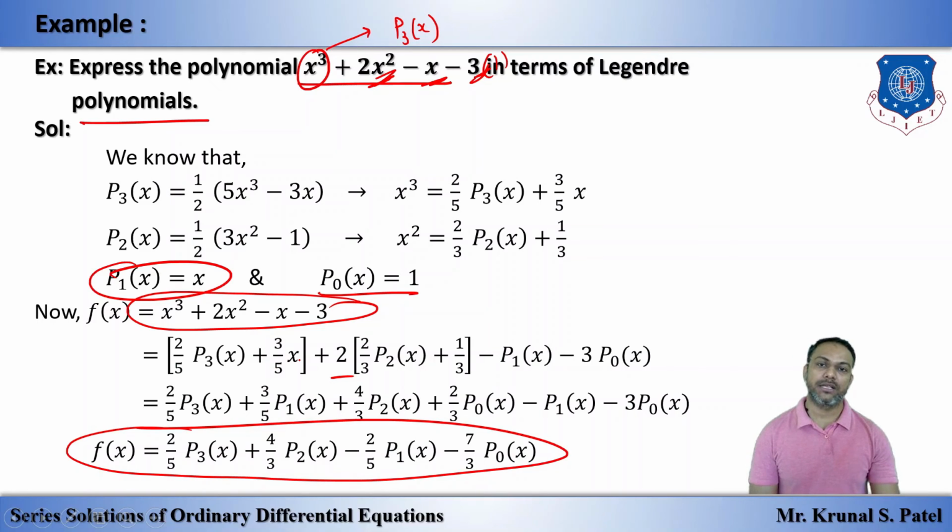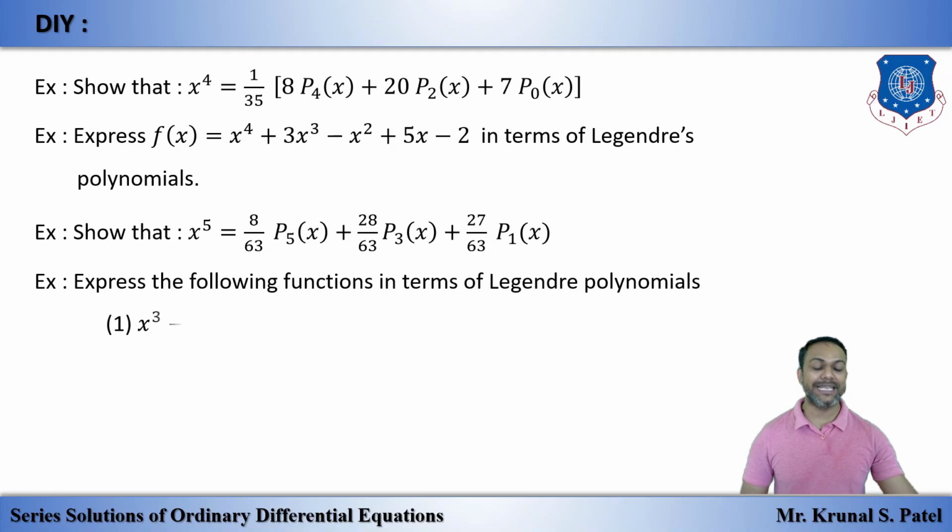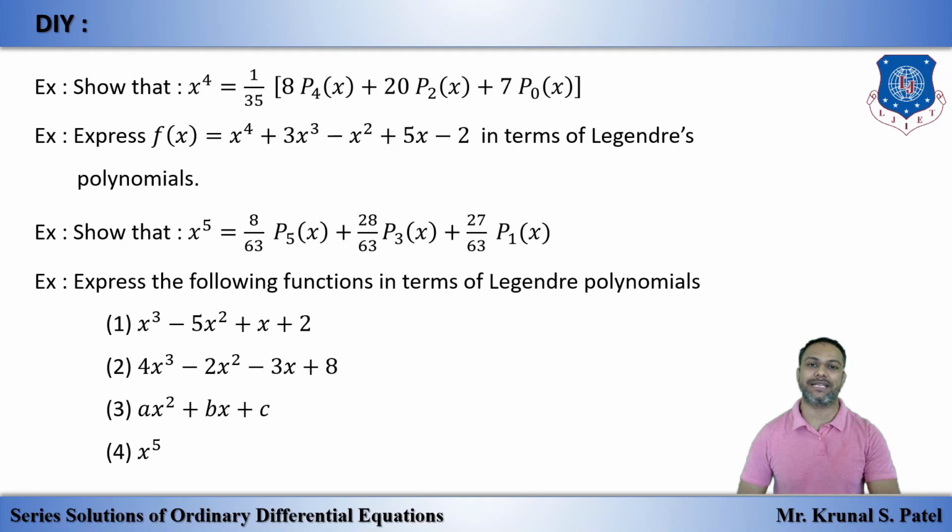Okay, so these are two types of example that you have to solve by yourself. These are simple DIY problems that you have to solve by the previous examples' method. The first example shows that x raised to 4 is equal to this. So start with the right hand side, put the values of P4 of x, P2 of x, P1 of x, P0 of x. For that you have to remember all these values. The second example is just like the previous one. The third example is the same as the first example and the fourth example is the same as the second example. So we have four different examples in example number 4. These are the examples that you have to solve by the previous examples' method.